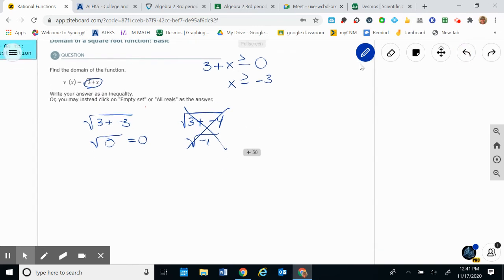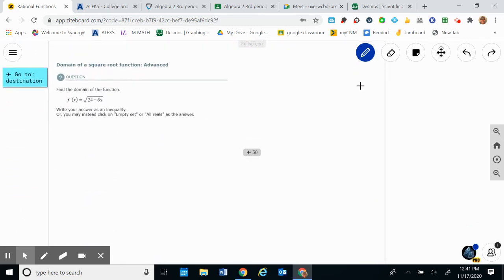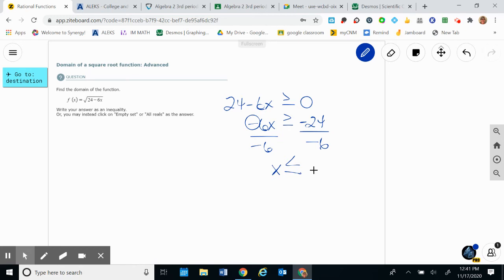Let's try again. The domain thing is probably just something that people don't like looking up, but it's not that hard. Just take whatever's underneath the radical, make it greater than or equal to 0. It must be greater than or equal to 0. Now here's a tricky one. Do you see why? There's a negative here. So here's where you have to remember that when you divide by a negative number, we switch the inequality.